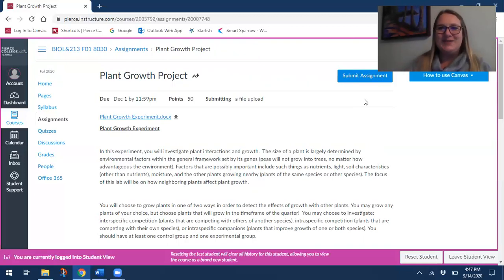Like, oh, there's an angiosperm. Oh, look at what kind of cone this is. Look at that evergreen tree. Oh, here's a monocot. Things like that. And you'll be surprised. You'll be doing that by the end of the quarter.